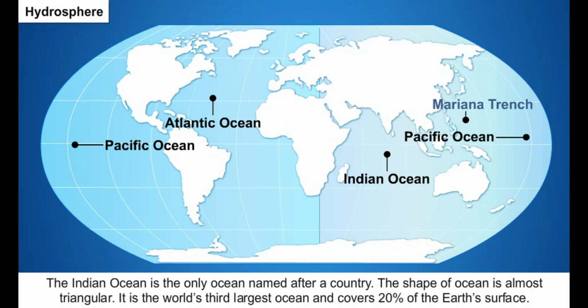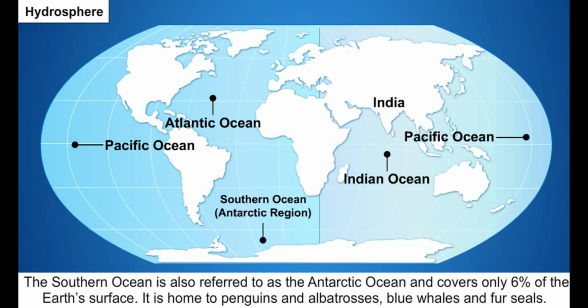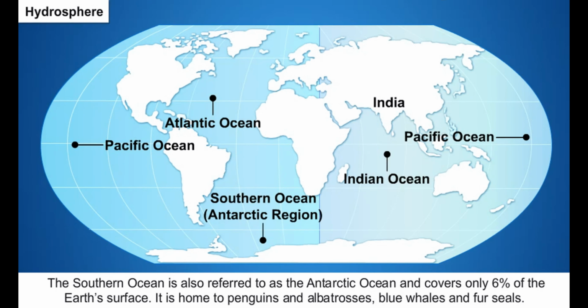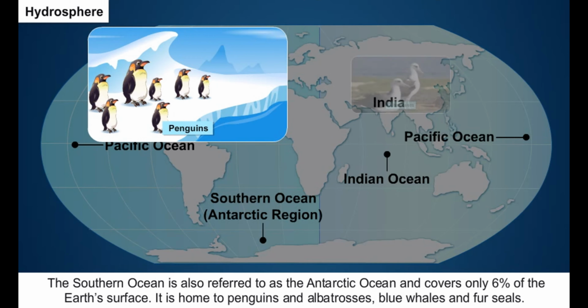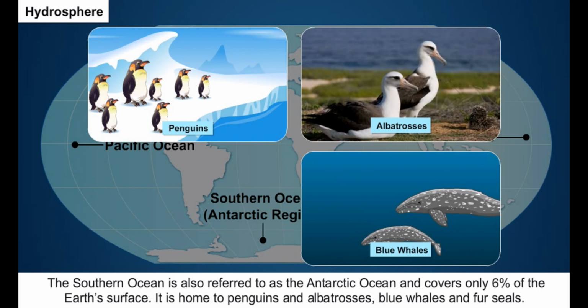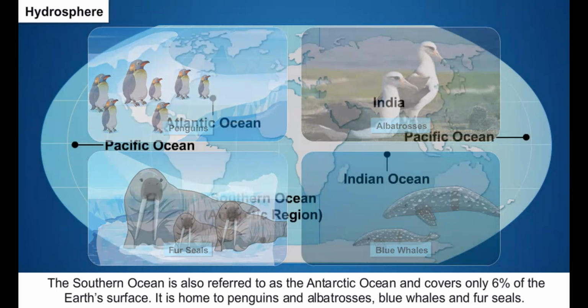3. The Indian Ocean is the only ocean named after a country. The shape of the ocean is almost triangular. It is the world's third largest ocean and covers 20% of the Earth's surface. Fourth, the Southern Ocean is also referred to as the Antarctic Ocean and covers only 6% of the Earth's surface. It is home to penguins and albatrosses, blue whales and fur seals.